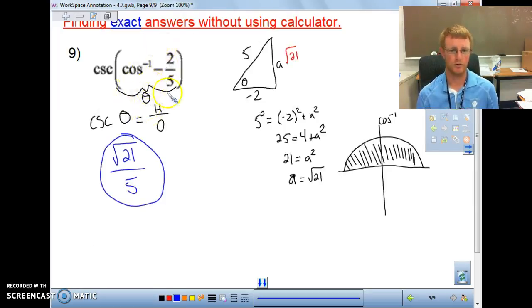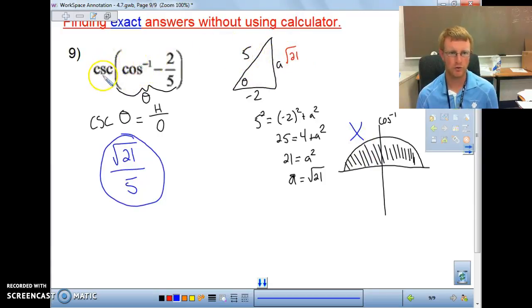Here we do the same thing that we did before. We label our sides. -2, A is the side we don't know. 5 is our hypotenuse because of adjacent over hypotenuse. We figure out that our A is the square root of 21. Notice the cosine, if it's negative, would have to be in this quadrant right here. Which is really irrelevant because the sides of the triangle are going to be appropriate as needed.